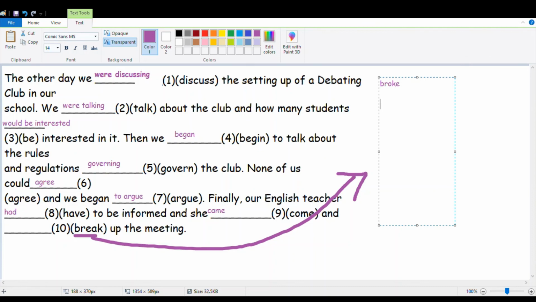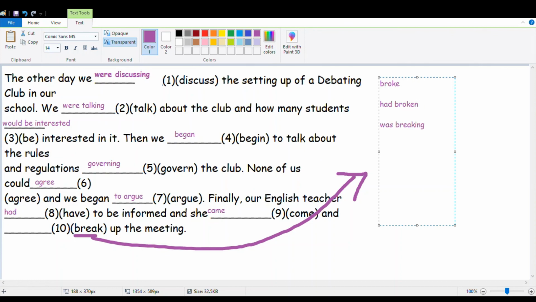Okay, now let's do the perfect. So "had", this is tricky because you need to know the perfect form of the verbs. So had, not broke or break, had broken. A lot of perfect uses this kind of at the end. Had broken up the meeting. Remember, that's pointing to a time before, and that doesn't exactly make sense in this.